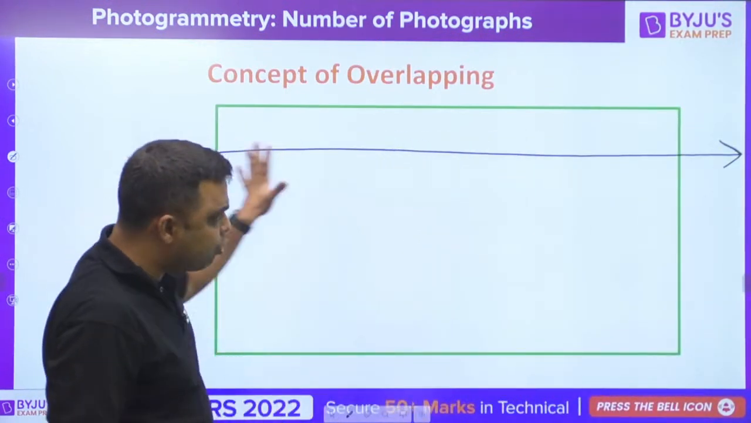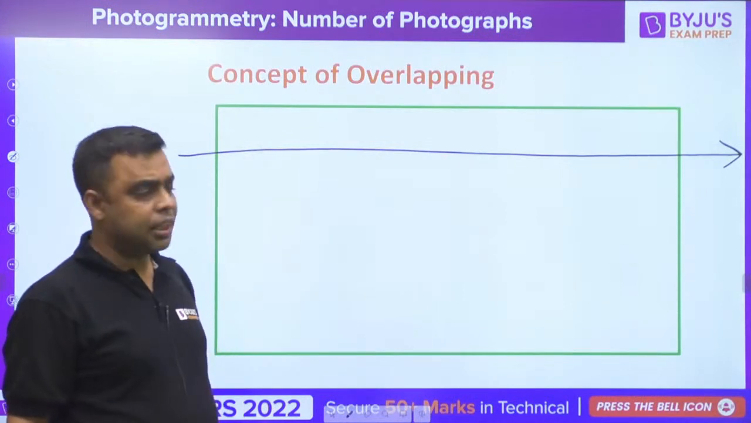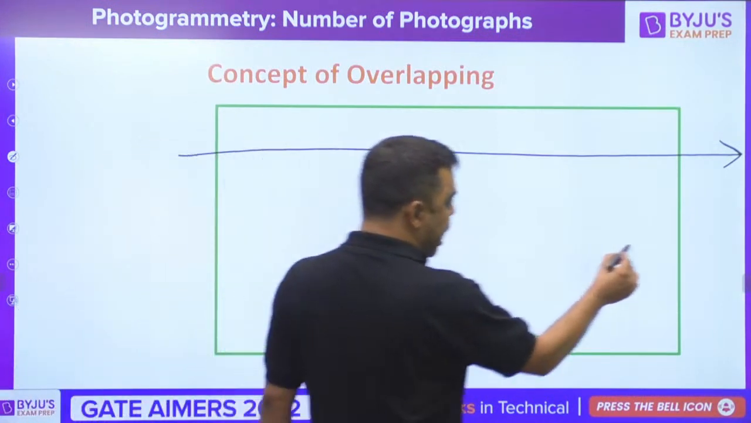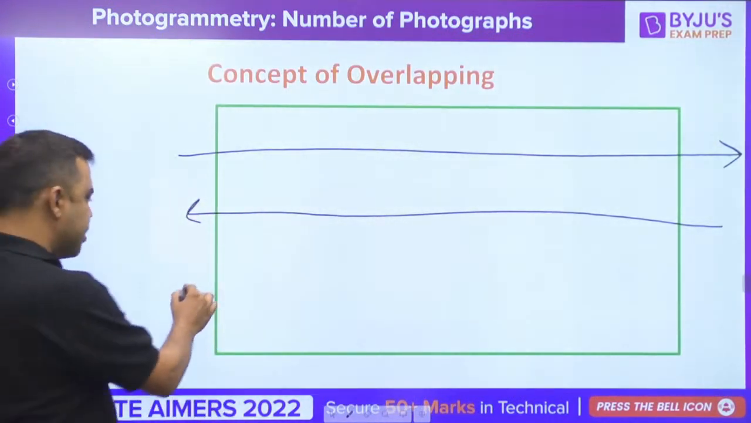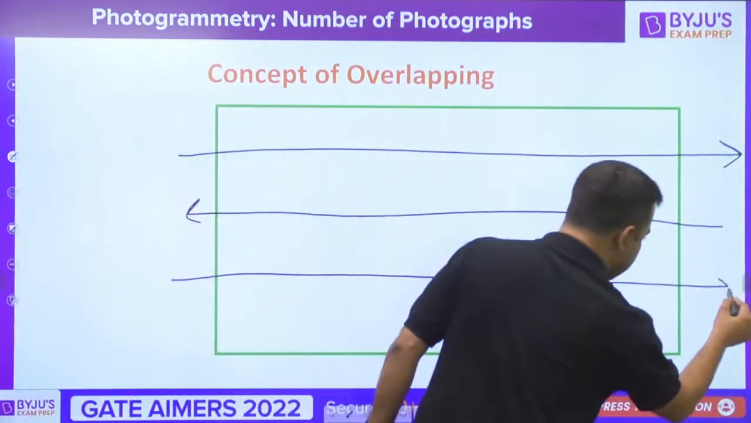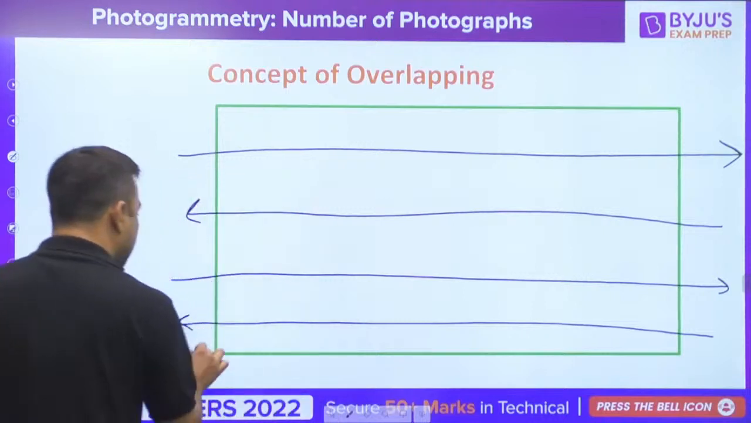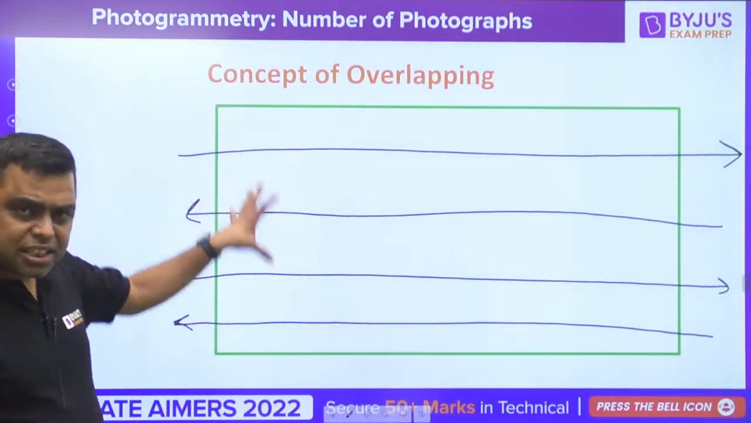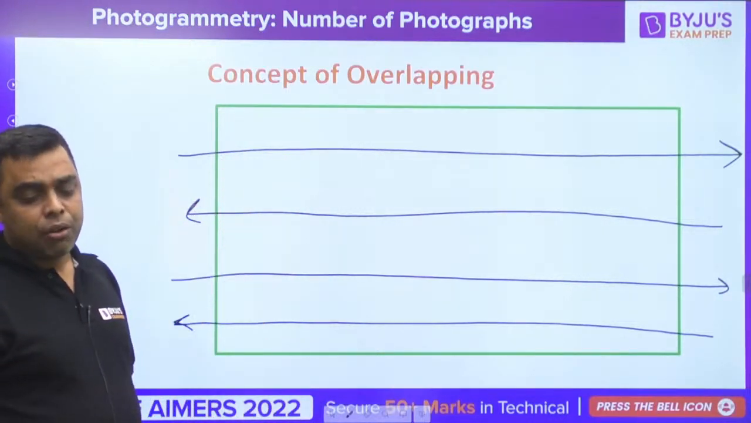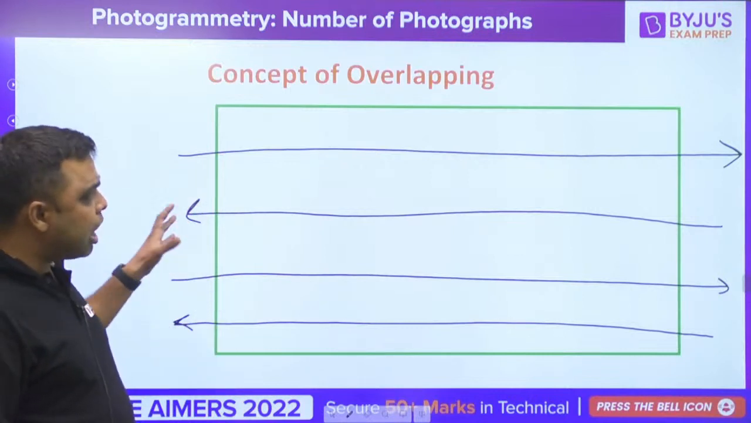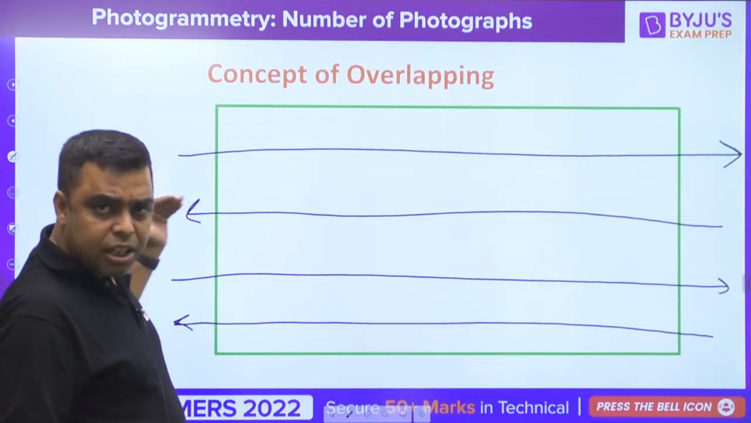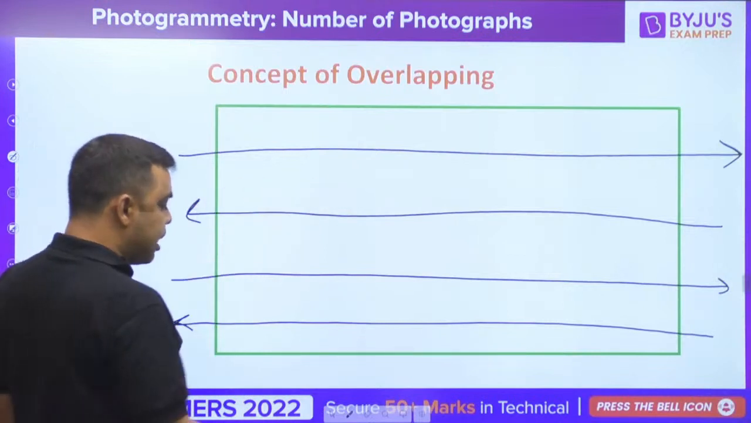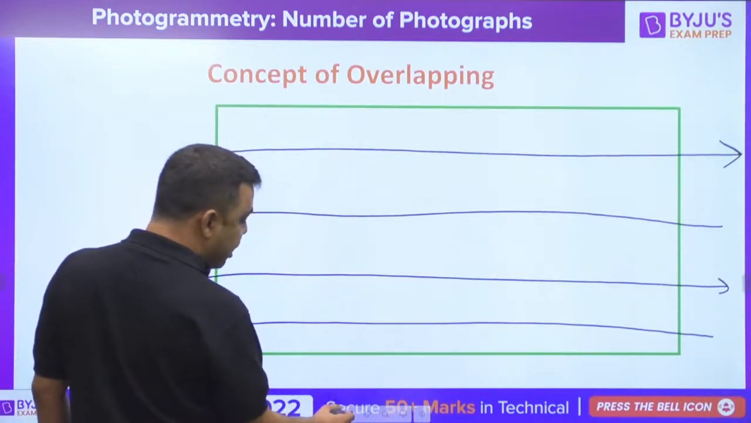First I will take the photographs in the direction of flight line, right? And after that I will take the photographs like this. And after that I will take the photographs like this. And after that I will take the photographs like this. So guys, this is something called as flight planning. We take the photographs in the direction in which the length is more. Right? And after that, how do we manage to take the photographs?